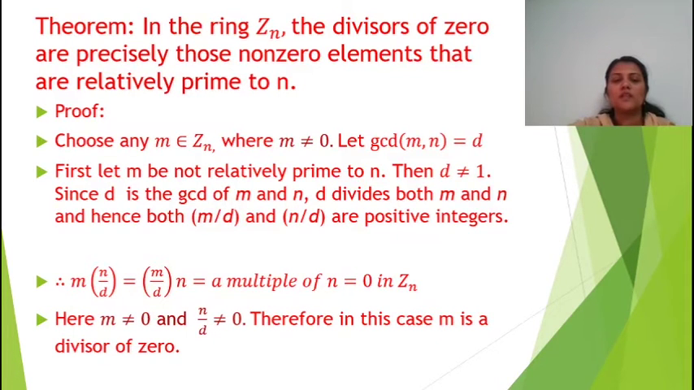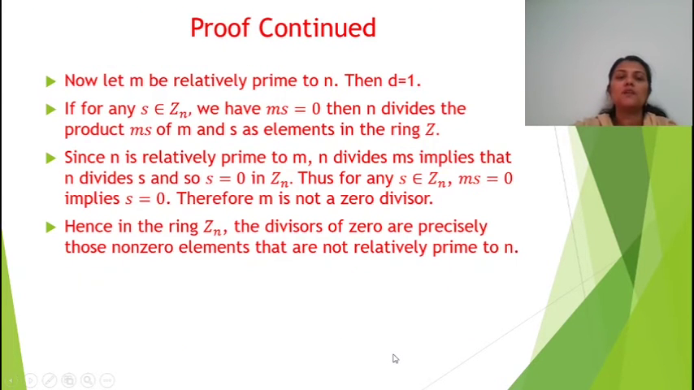Therefore, in this case, both m and n by d are 0 divisors. We have to tell only about m. Therefore, in this case, m is a divisor of 0.